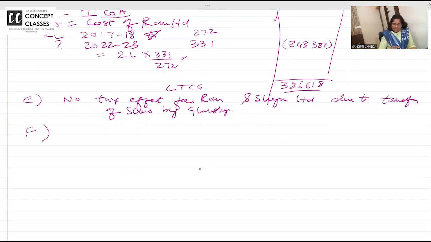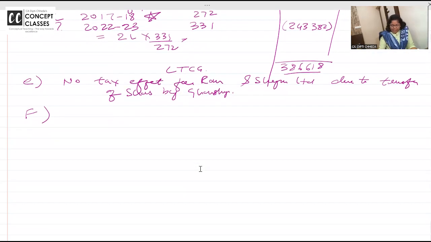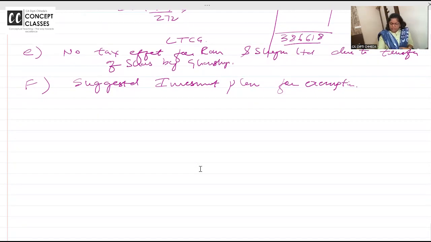Last, suggest investment plan to Ghanshyam. Ghanshyam, you have got huge capital gain. So suggested investment plan for exemption. You know, under section 54 we get various exemptions. Ghar bech ke ghar lo, ye bech ke, you must have studied in inter. So now these kind of exemptions, what is applicable here?